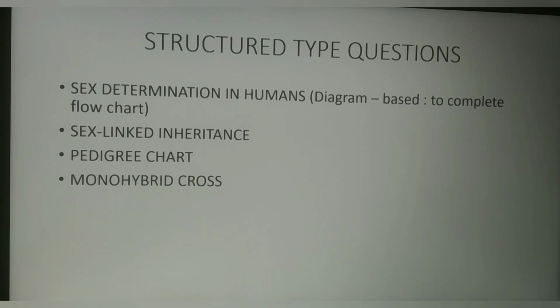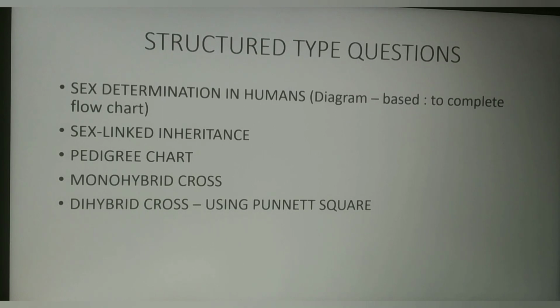Please practice doing it with all the other characters also, for both monohybrid and dihybrid crosses, so that one question is for sure for the board exam, either from the monohybrid cross or from the dihybrid cross. Using a Punnett square, practice doing the cross. It might mostly be a 5-mark question. You can easily score 5 marks by practicing it using the Punnett square.